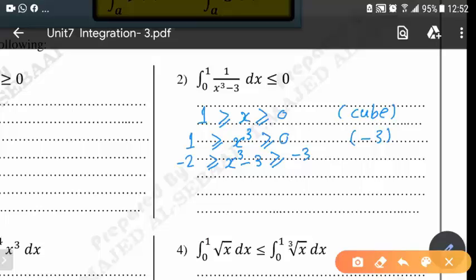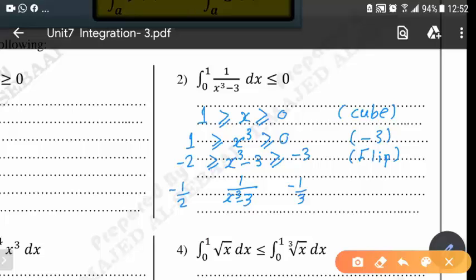So now I need to flip. I need to find the reciprocal to complete building the function. So when I flip, this will be 1 over x cubed minus 3, and this will be minus 1 over 3, and this will be minus 1 over 2.